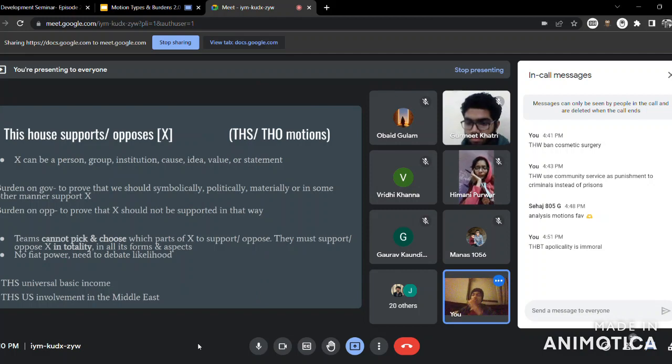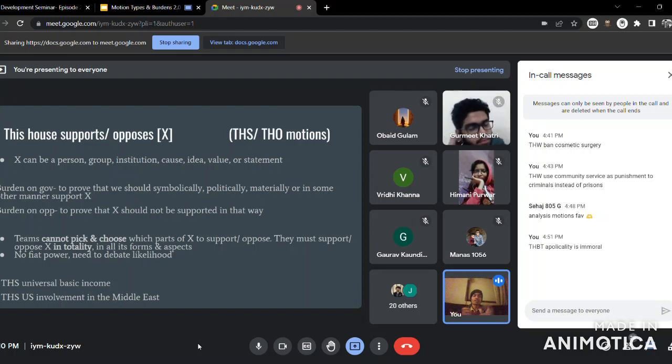The next type of analysis motions are this house supports X or this house opposes X, right? Now, X can be anything. X can be a person, a group or an institution. X can also be a phenomenon or a cause or an idea. So it can be a tangible thing or an intangible thing, meaning living, non-living, anything, or a value or a statement, right?